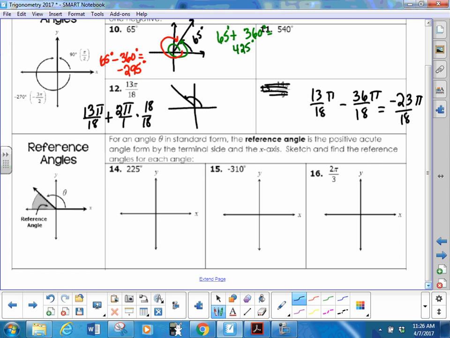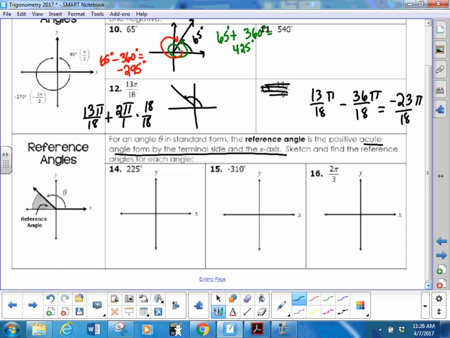Reference angles. The reference angle is the positive acute angle formed by the terminal side and the x-axis. So let's sketch it and find it. Reference angle is the acute. You know, acute's what? It's a cute little angle less than 90 formed by the terminal side and the x-axis.